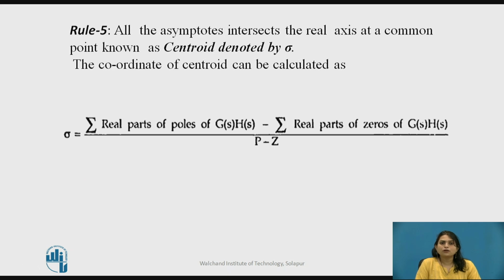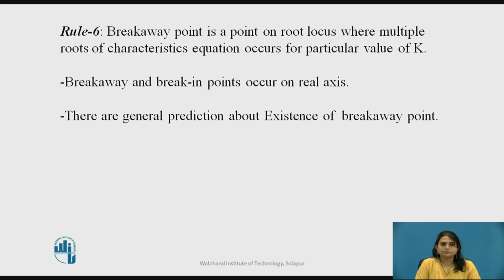Rule 5. All the asymptotes intersect the real axis at a common point known as a centroid, denoted by the sigma. The coordinate of centroid can be calculated as, this is the formula for calculating the centroid. So here we have to consider the real parts of the poles, summation of real parts of the poles minus summation of real parts of zeros divided by P minus Z. So from this centroid, we are going to draw the asymptotes with the angle.